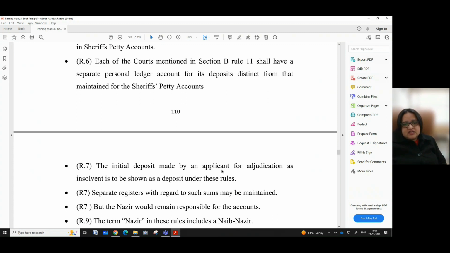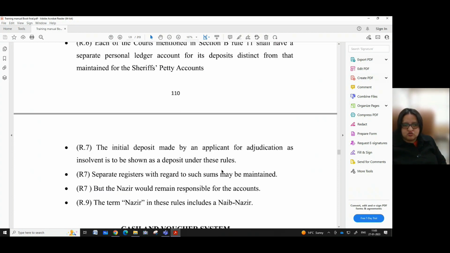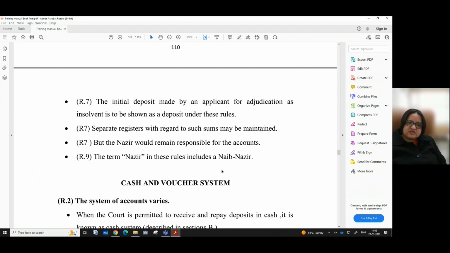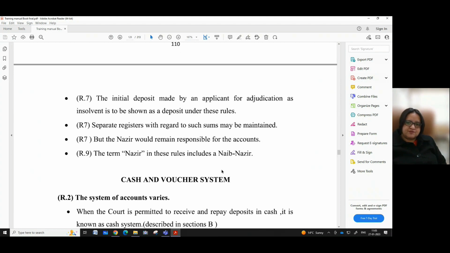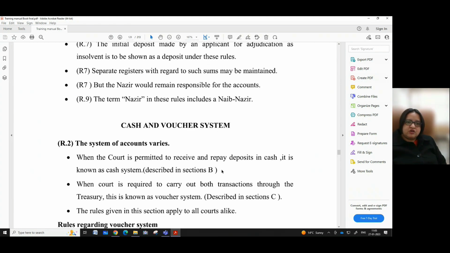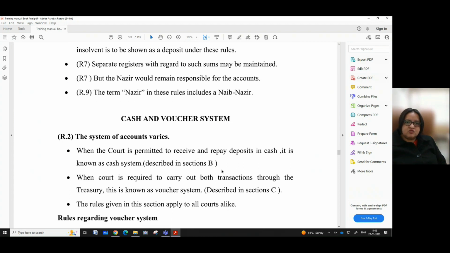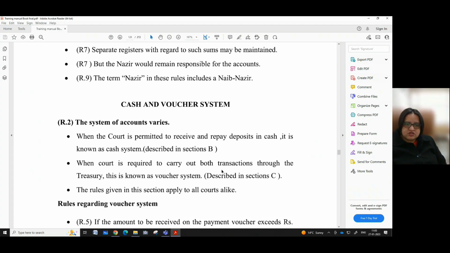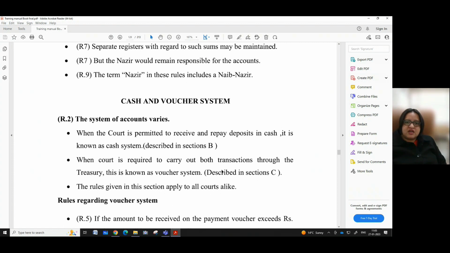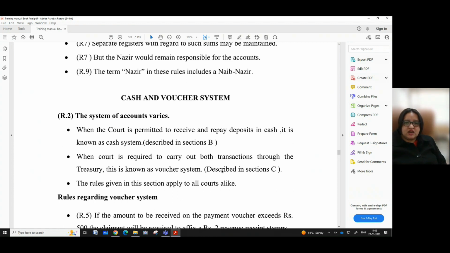Rule 7 says that the initial deposit made by the applicant for adjudication as insolvent is to be shown as a deposit under these rules. Rule 7 says that separate registers with regard to such sums may be maintained. Rule 7 also says that the Nazir would remain responsible for the accounts. Rule 9 says that the term Nazir in these rules includes a Naib Nazir.